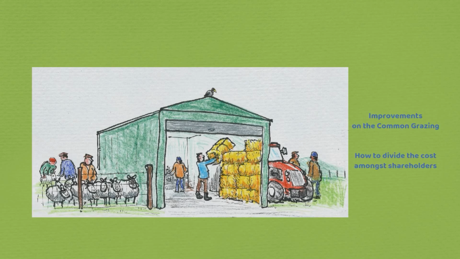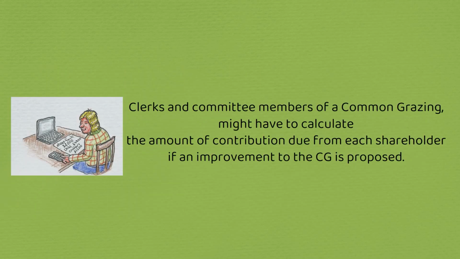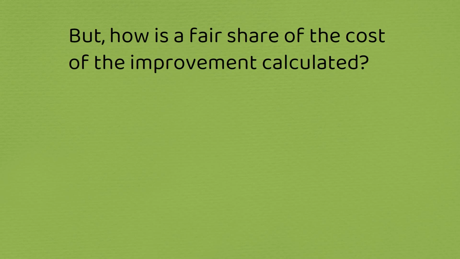Improvements on the common grazing: how to divide the cost amongst shareholders. Clerks and committee members of a common grazing might have to calculate the amount of contribution due from each shareholder if an improvement to the common grazing is proposed. But how is a fair share of the cost of the improvement calculated?